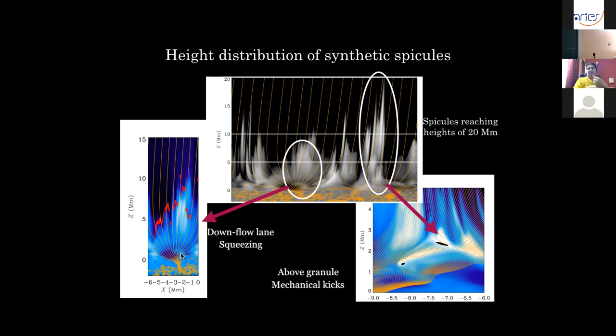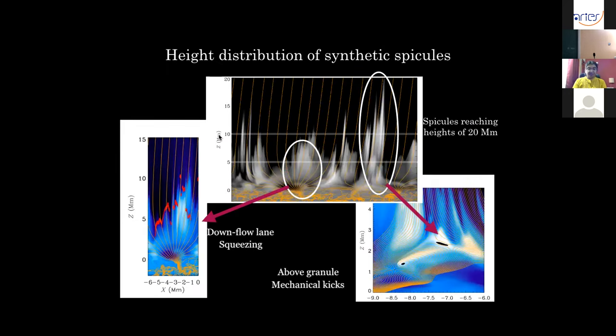So when you squeeze it out like a garden hose pipe, you get spicules, but these are not the tallest ones. These are sometimes the shortest ones. Whereas on the top of a granule, we often see spicules which are taller than 20 megameters of height. And this is because the granules are providing a stronger and more brutal mechanical kick to this plasma.